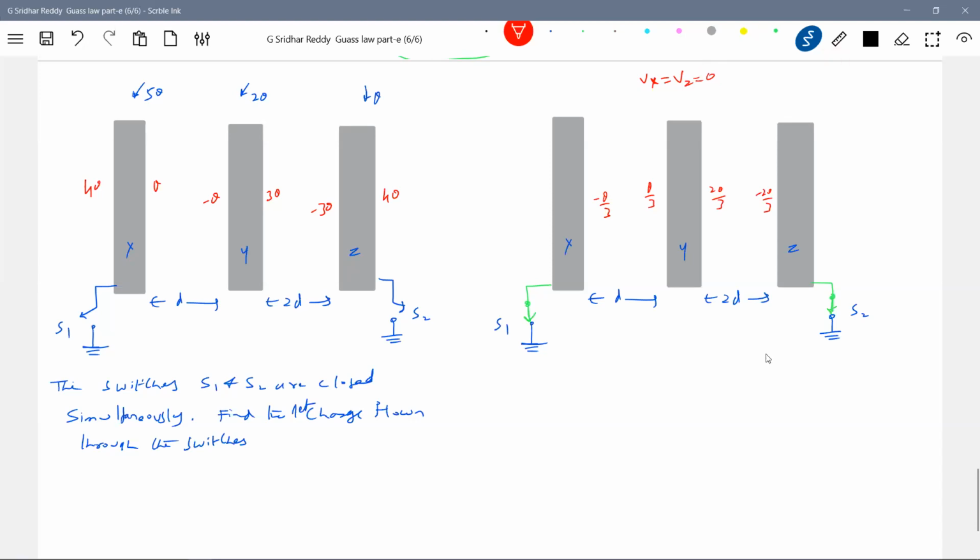So therefore, what is the primary condition? Vyx must be equal to Vyz, because Y is common, no? What is Vyx? The potential difference between plate Y and X should be equal to the potential between plate Y and Z. So keeping that in mind, I don't know what charges it can be.